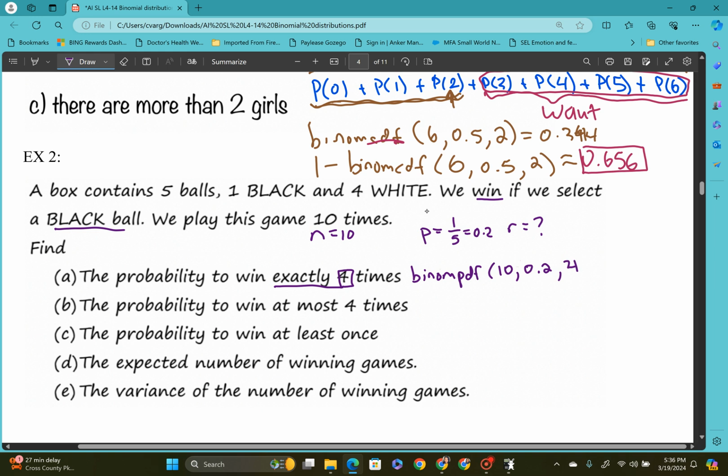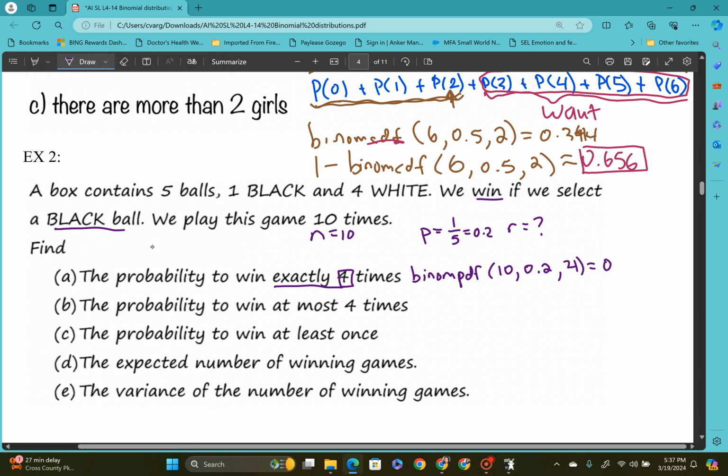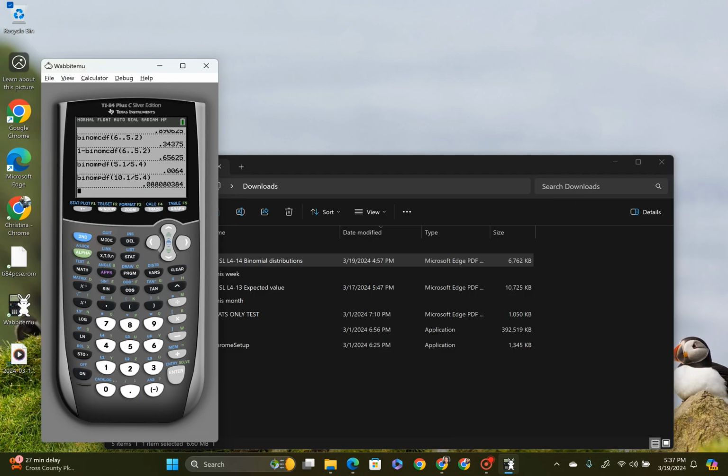So I'm going to take this and put it into my calculator. Okay. So right there, 0.088 is what we should have. So 0.088 is our answer for the first one. All right. Cool. So I'm going to ask you, if you can, to go ahead and try the next one.